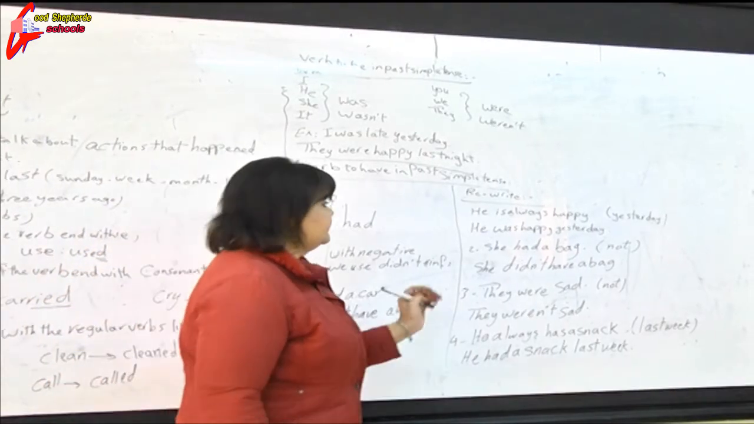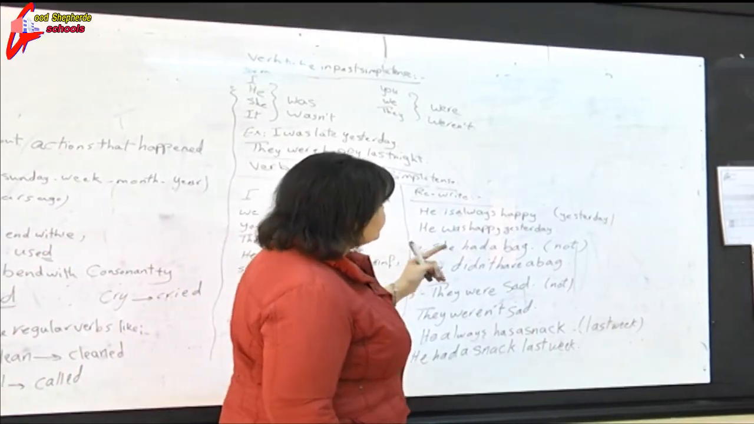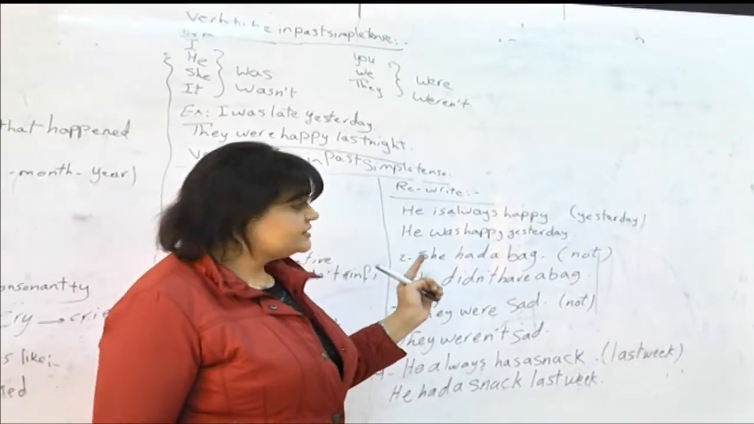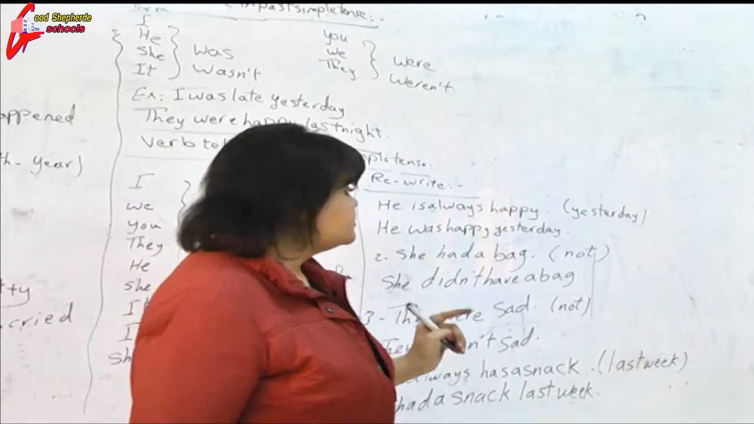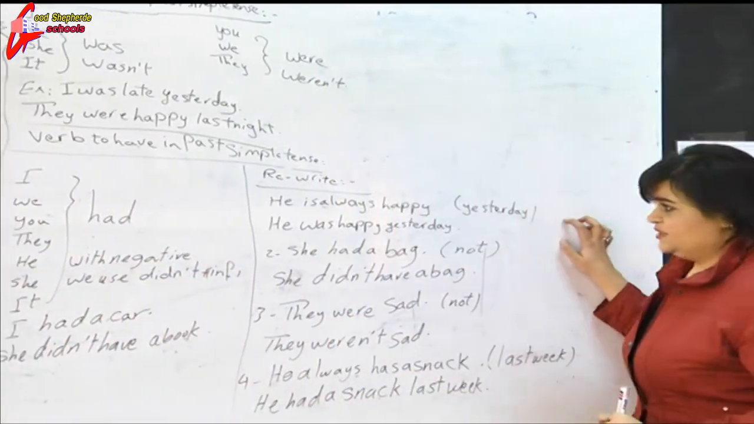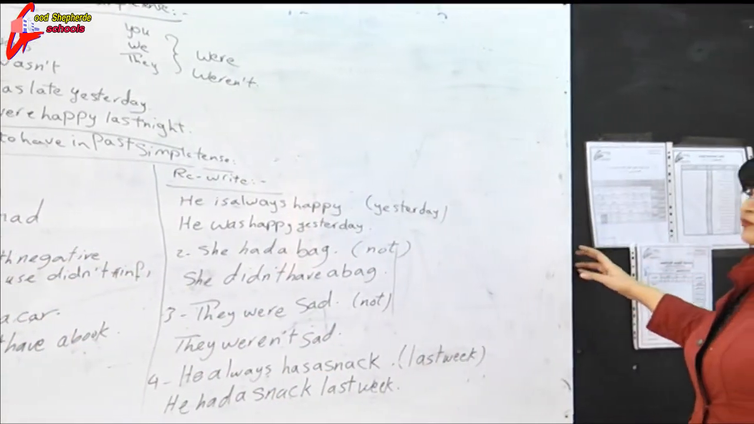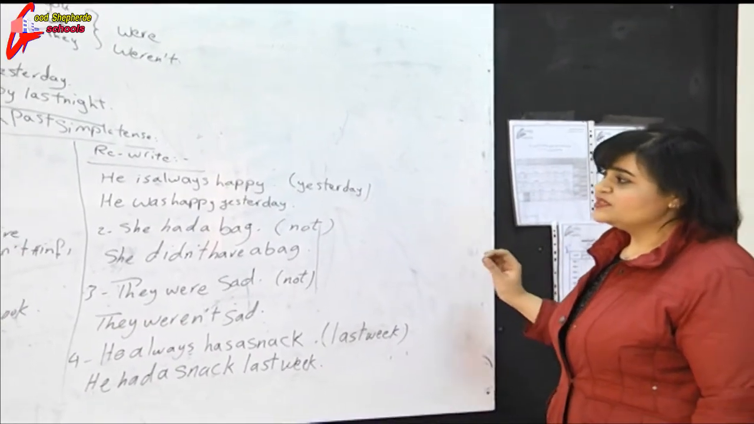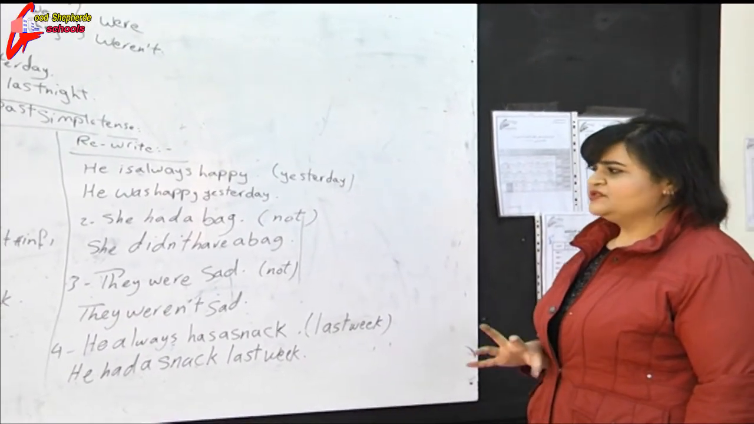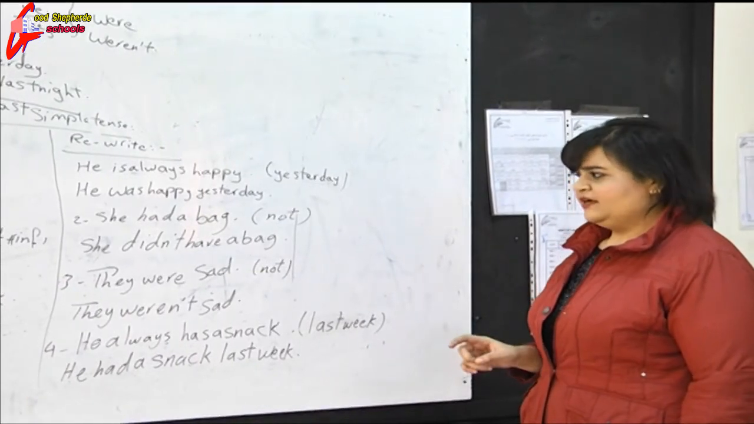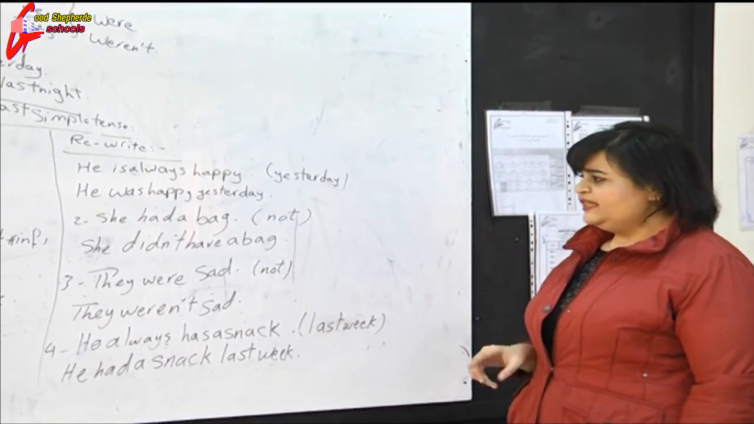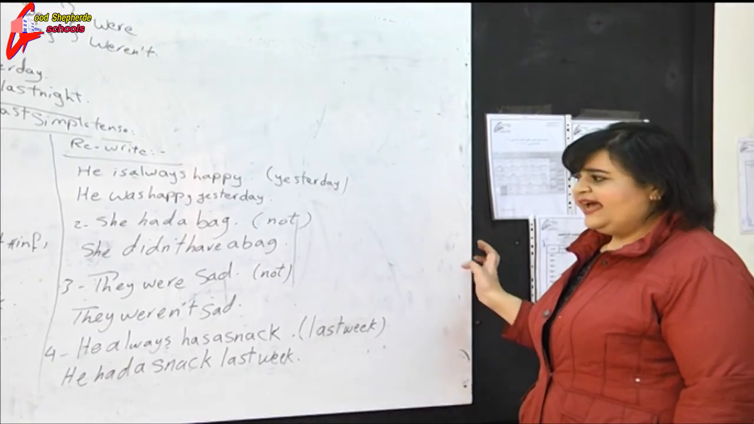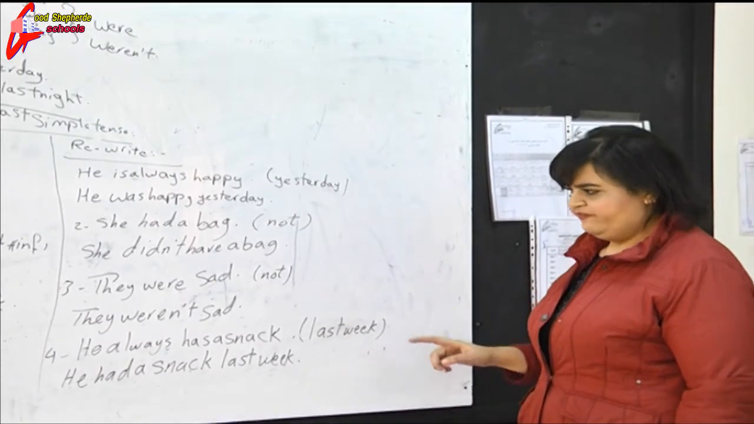Okay, let's see rewrite questions. He is always happy, with yesterday. Of course, always is a keyword for present simple, so I will just put yesterday. So I will erase always and put is in past simple to turn it to was. So he was happy yesterday. She had a bag. We need to put not here, so she didn't have a bag. Had here turns into didn't have.